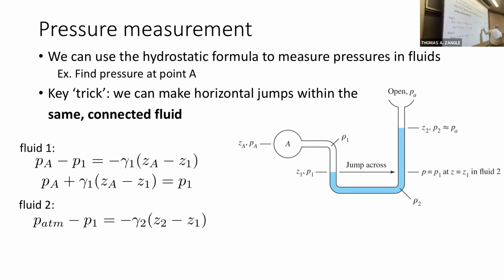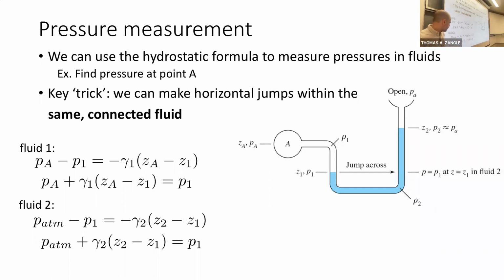And now I'm going to jump across and say that the pressure P1 here is the pressure at the same elevation within this fluid. So P atmosphere minus P1 is minus gamma 2 times (z2 minus z1). And now I have this expression.